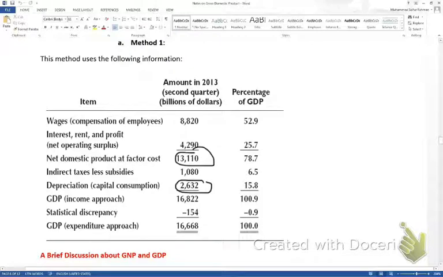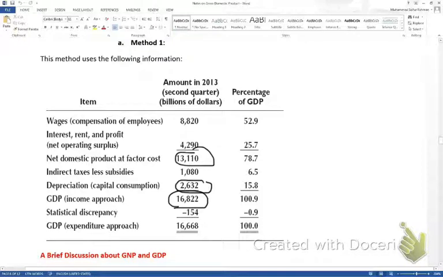Depreciation is the wear and tear of the machines that you're using. Anytime you provide maintenance for your machines, that's where the depreciation cost comes in, and you have to understand that when you fix your machine, you generate an income for a worker, right? A mechanic. So when you add indirect taxes and depreciation, you get the GDP in the so-called income approach.